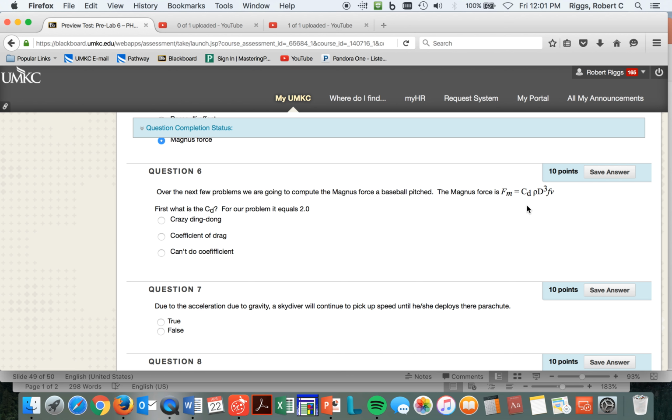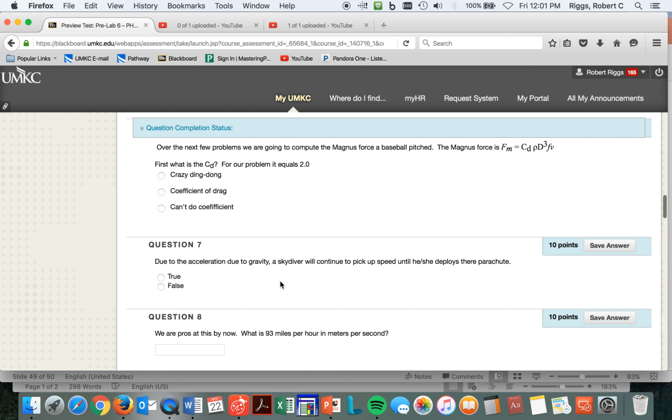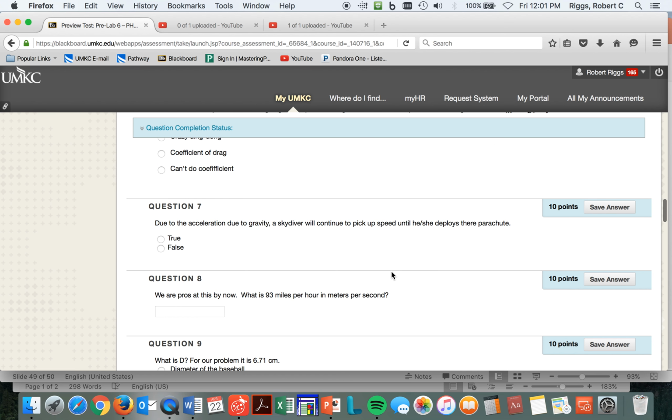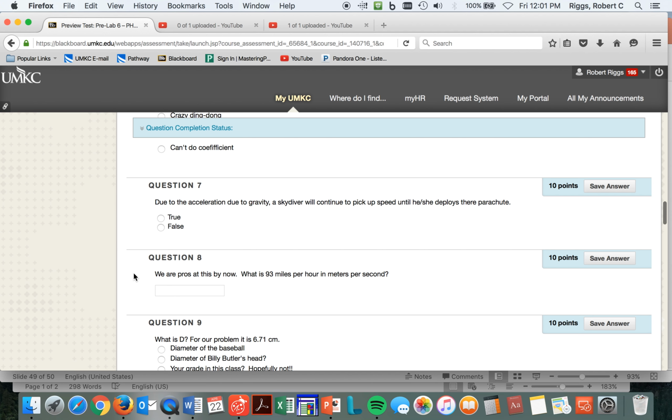So the Magnus force is CD, the coefficient of drag, times the air density times the diameter cubed times the frequency, that's how fast the ball is spinning, and times velocity. So what is CD? Coefficient of drag. Due to the acceleration due to gravity, a skydiver will pick up speed until he or she deploys their parachute. Is that true or false? No, it's false. We are pros at this by now. What is 93 miles per hour in meters per second?